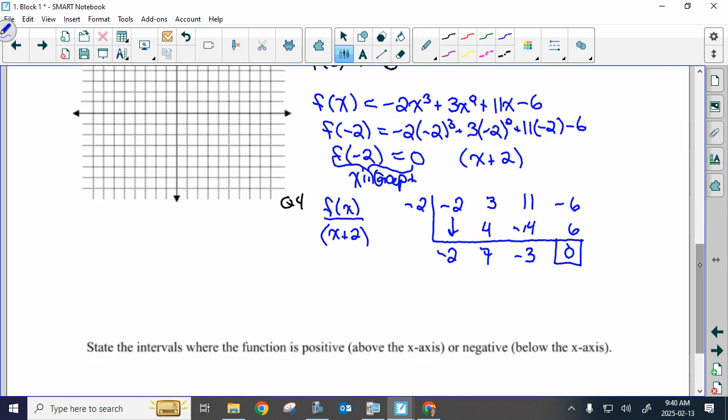And then we bring back the factored form. So I've got my first factor is x plus 2. And then I've got this. I've got -2x squared plus 7x minus 3.